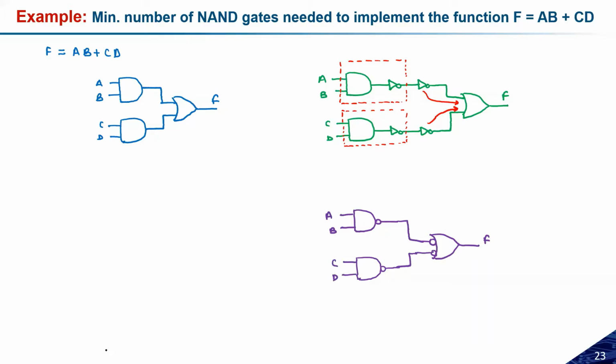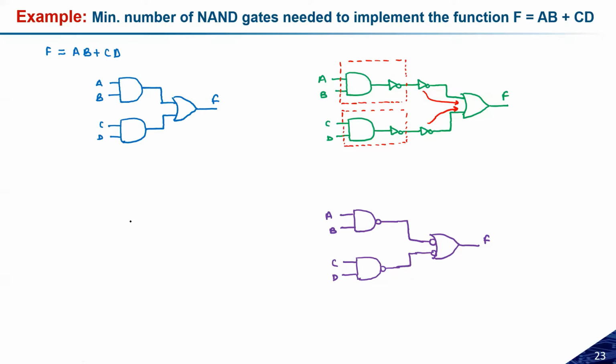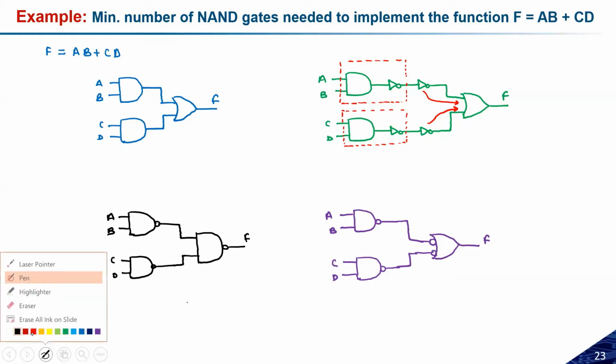Okay, and if we try to simplify this one or replace this logic, finally, we will get the circuit something like this. So the final circuit will be like this. Okay, so this is A, B, C, and D, and this is the F. So the total number of NAND gates needed to design this circuit will be 4 here. Now this is very important and we should understand a few things.